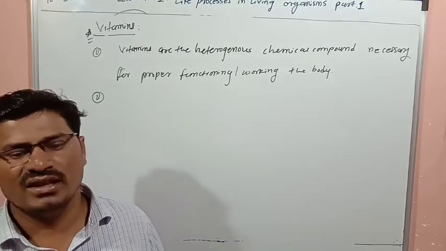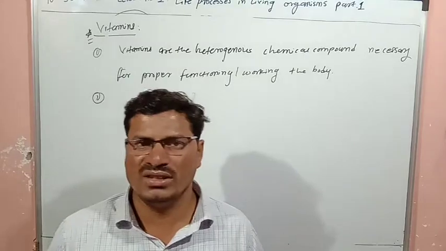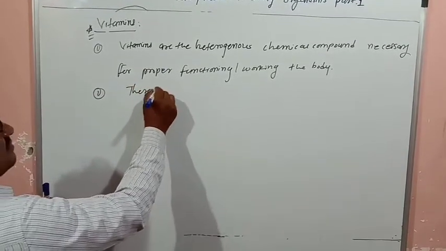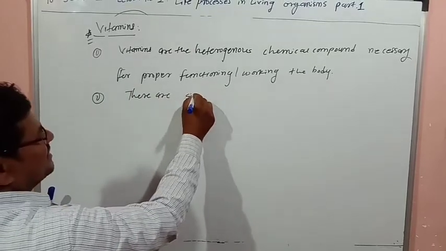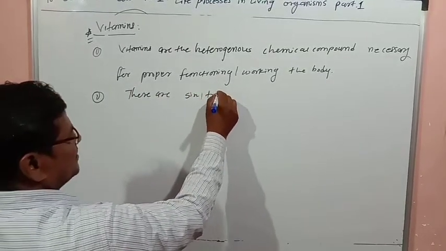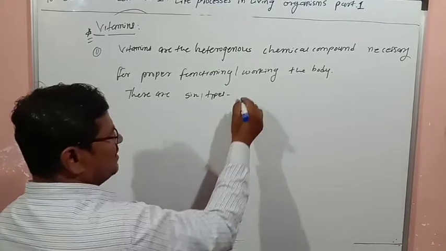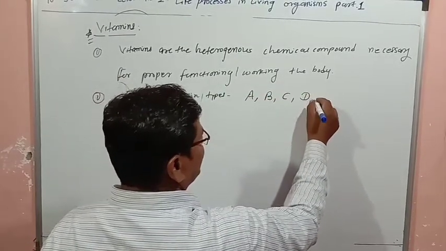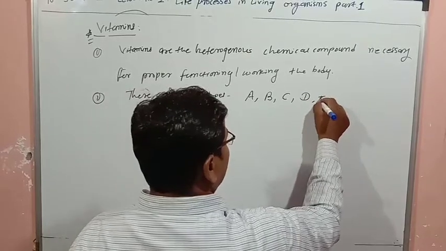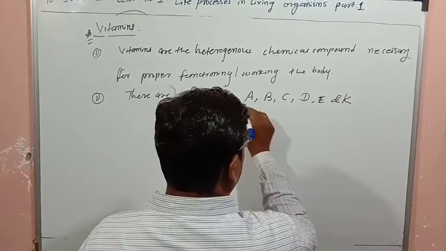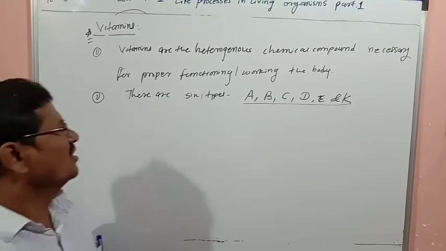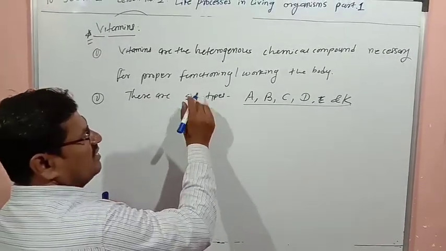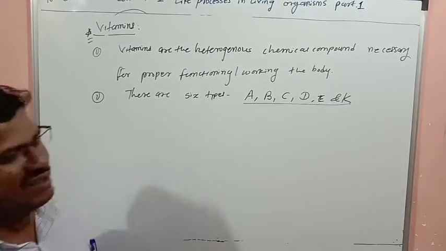After this, the next thing we are going to learn is the types. There are 6 main types of vitamins, and these are A, B, C, D, E and K.